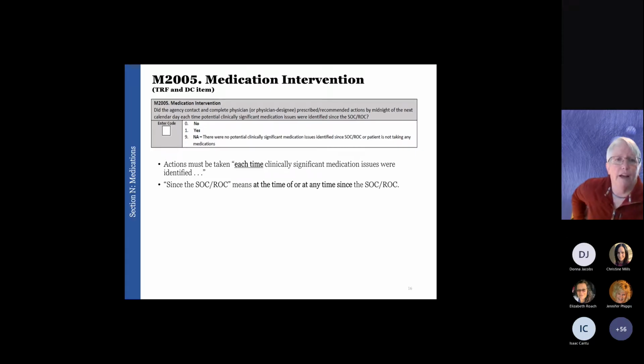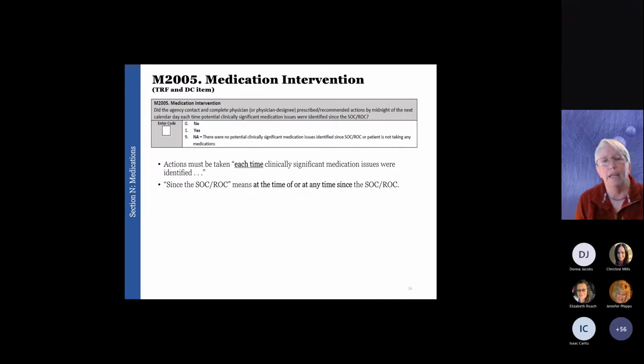Okay, M2005, medication intervention. So this one comes up on your transfer and discharge OASIS. It's basically the same as M2003. The only difference between this and 2003, because like I said, this only comes up at transfer and discharge, is it's looking at each time medication issues were identified since the start of care or resumption of care. So it's not just what happened on the OASIS last time any comprehensive assessment was done, but maybe they got a new medication halfway through. Now they have a UTI, they're on new meds, and there's been a reaction of some sort. So the provider was notified, and the cycle goes on and on.